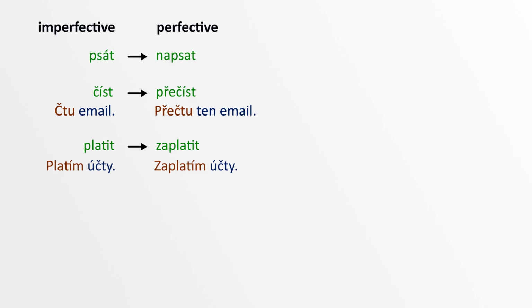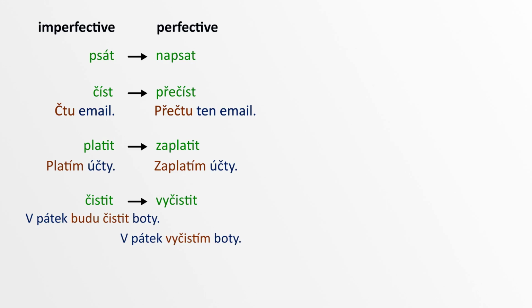Platím účty, I pay the bills, probably regularly. This is a repeating imperfective action. Zaplatím účty, I'll pay the bills and I'll get it done. That's perfective, focusing on completion.